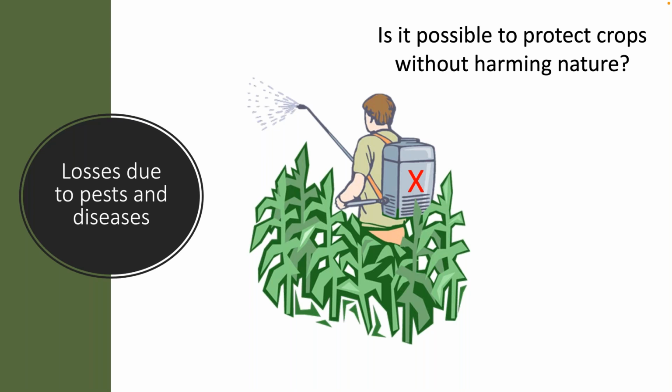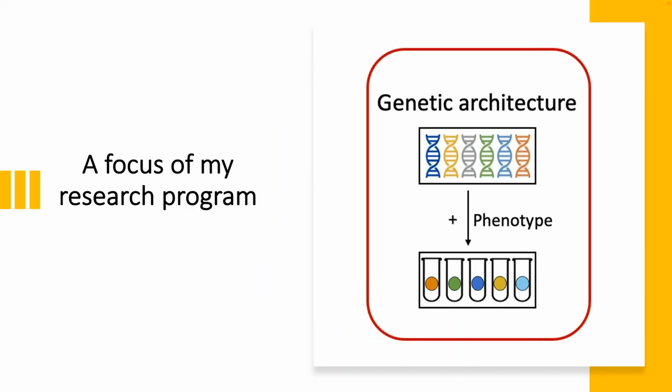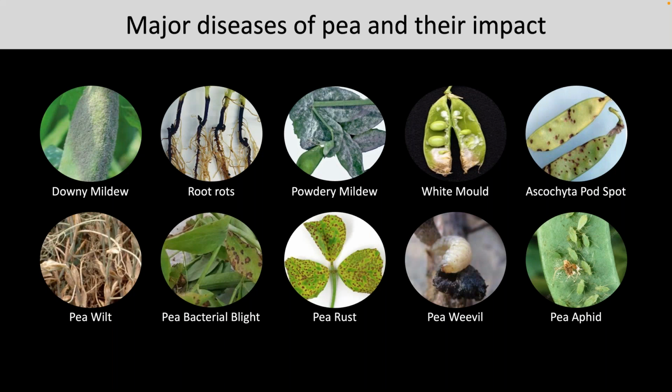And the answer lies with identification of novel sources of disease resistance as a first step towards breeding for resistant cultivars. One of the focuses of my research program at the Downy Center is to understand and explore the genetic architecture of disease resistance in Pisum species and work closely with the breeders and agronomists to translate the outcomes of this research into the breeding programs.